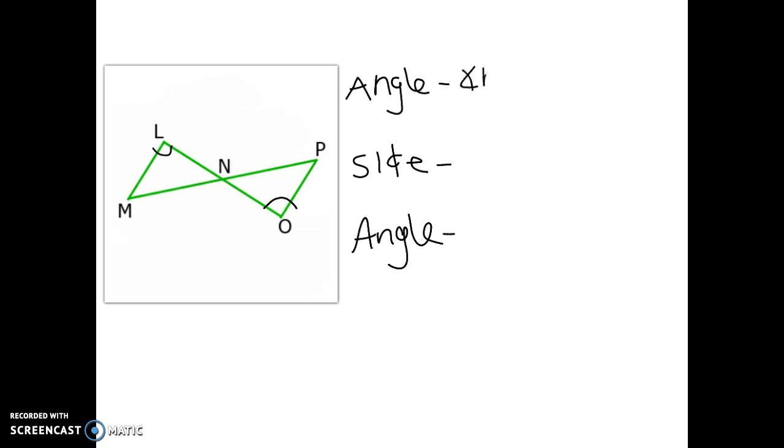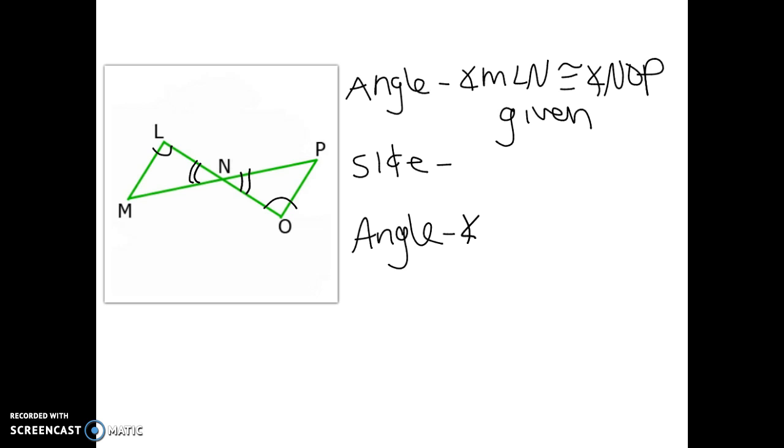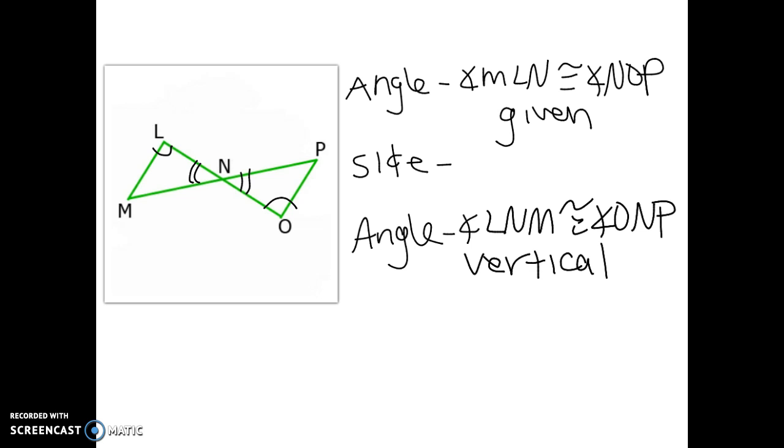Well, we already know that angle MLN is congruent to angle NOP because it is given. What else do we know just by looking at this picture? Oh, look at angle N. I know that angle LNM is congruent to angle ONP. How do I know that? Vertical angles are congruent. So that's something that is obviously known that we can already hypothesize with, because angle LNM is congruent to angle ONP because they are vertical angles. So it's not something I need to prove or need to know because it's obvious.